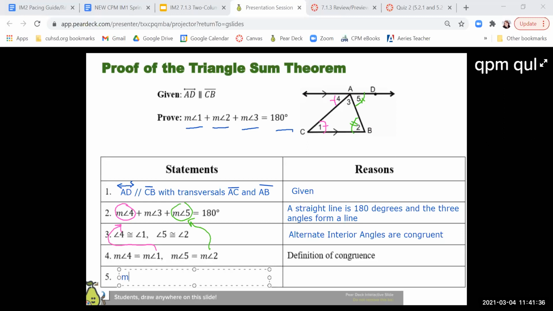The measure of angle 1 plus the measure of angle 3 plus the measure of angle 2 is equal to 180 degrees. You can add these terms in whatever order you want, but this line 5 is equivalent to what we're trying to prove. And we did this with a substitution. QED, and we have shown it.